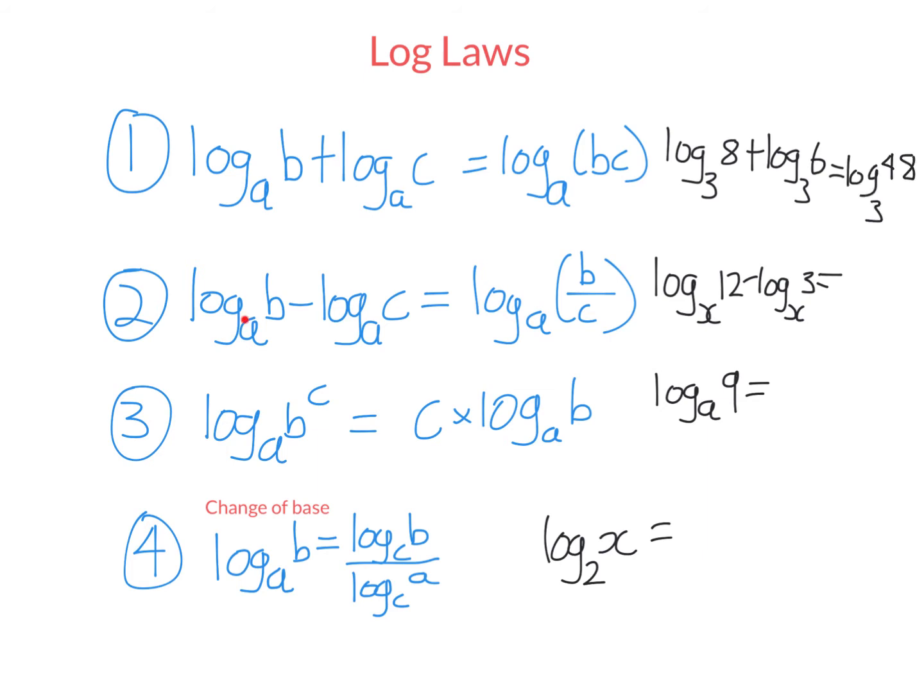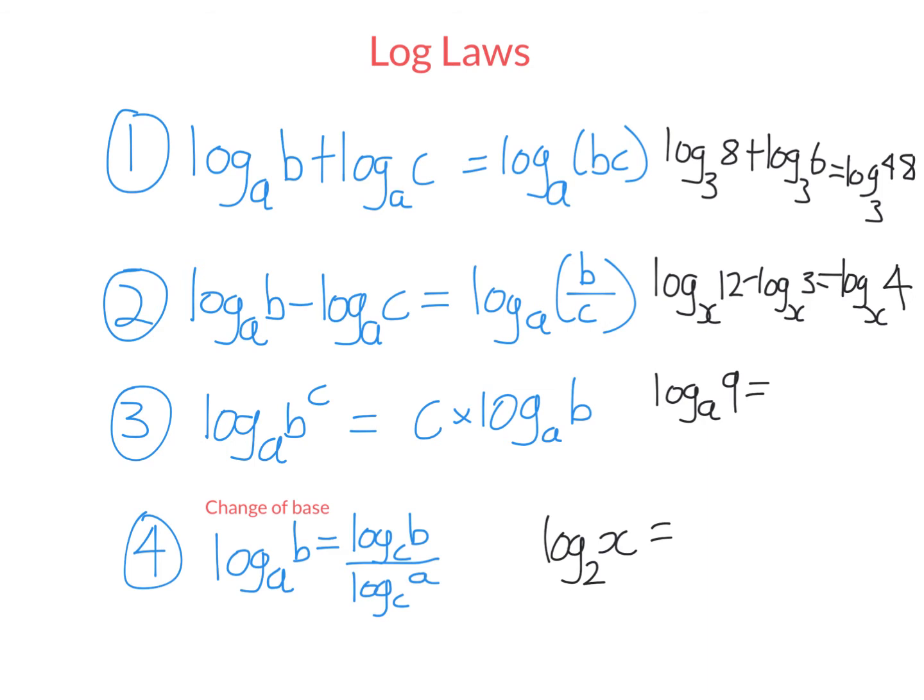So the next log law says when you subtract logs of the same base, you divide their powers. So if I have 2 logs here of the same base that are being subtracted, you always keep the same base and you divide the powers. So 12 divided by 3 is 4.